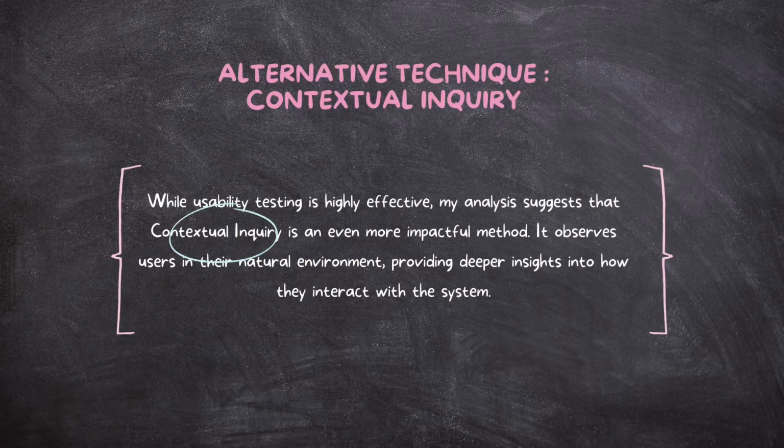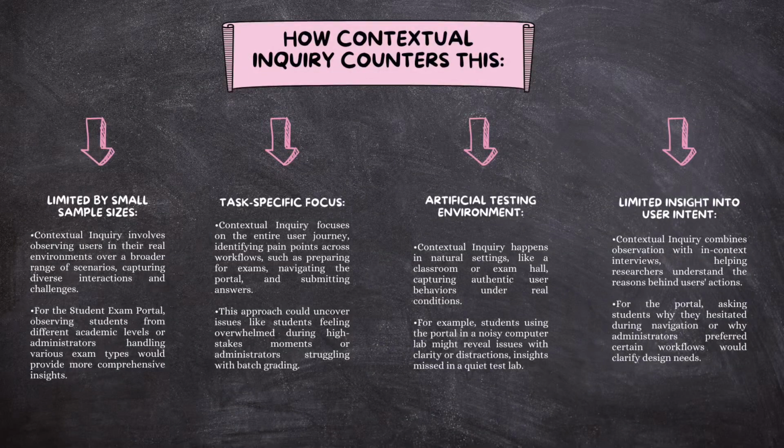Given this limitation, I propose contextual inquiry as a better alternative. This technique involves observing users in the natural environment, offering deeper insight into how they interact with the system. An alternative to usability testing is contextual inquiry, which observes users in their natural environment. Here's how it addresses the limitation.